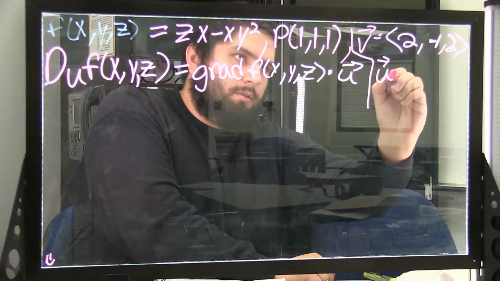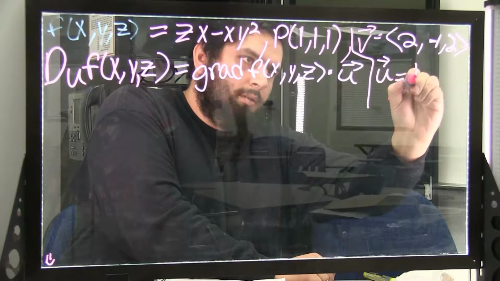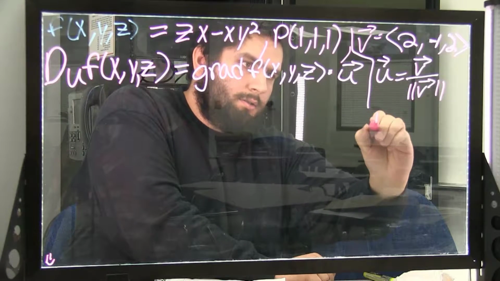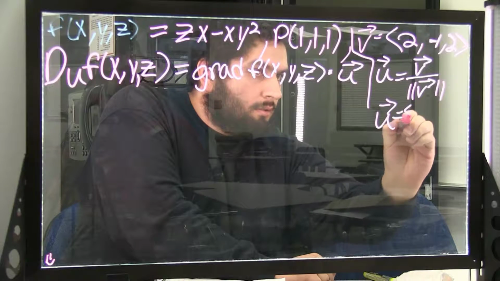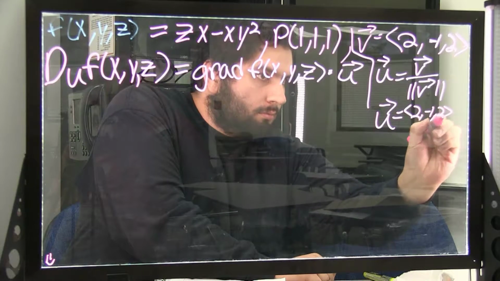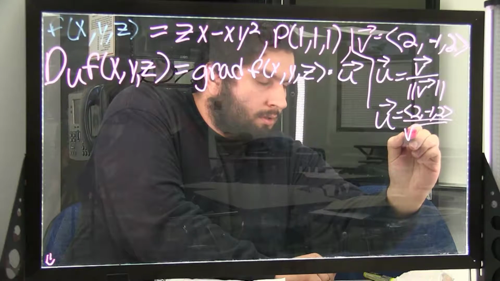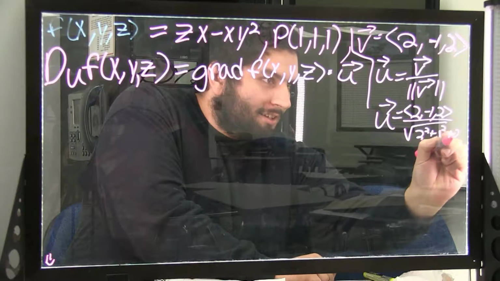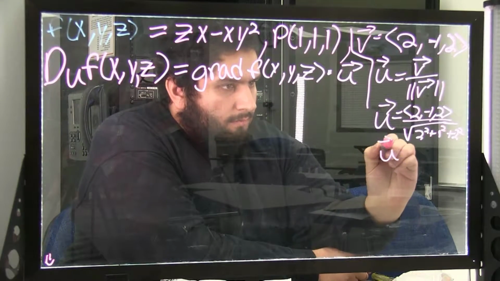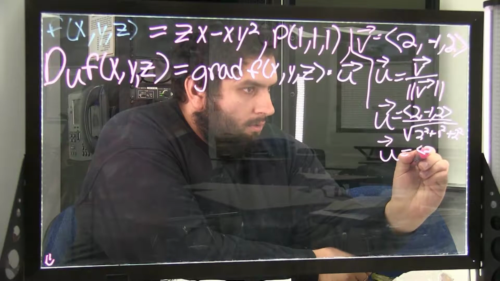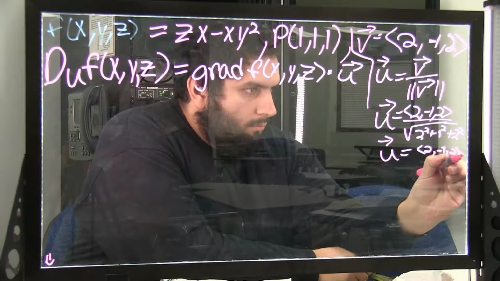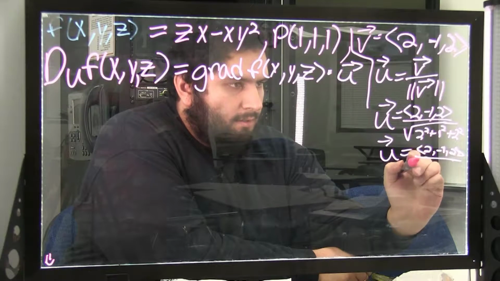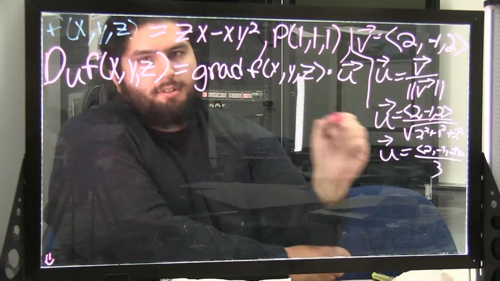To find the unit vector, what we're going to do is take the vector divided by the magnitude of that vector. So we get 1 over the square root of 2 squared plus (-1) squared plus 2 squared. So you get your unit vector equal to the vector 2, -1, 2 over, this becomes 4 plus 1 plus 4, which is equal to 9. Square root of 9 is equal to 3. So that's basically our unit vector.